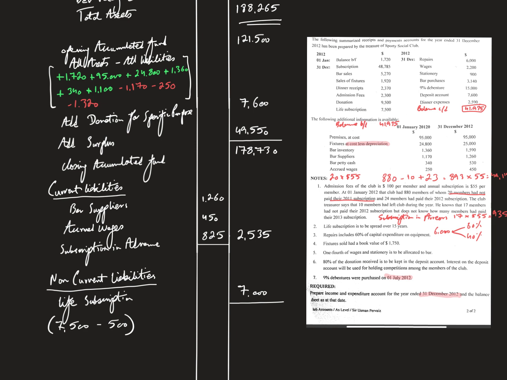Now can you tell me balancing? 188265. ठीक है? That is my closing accumulated fund and liabilities. Right? Clear? Okay.